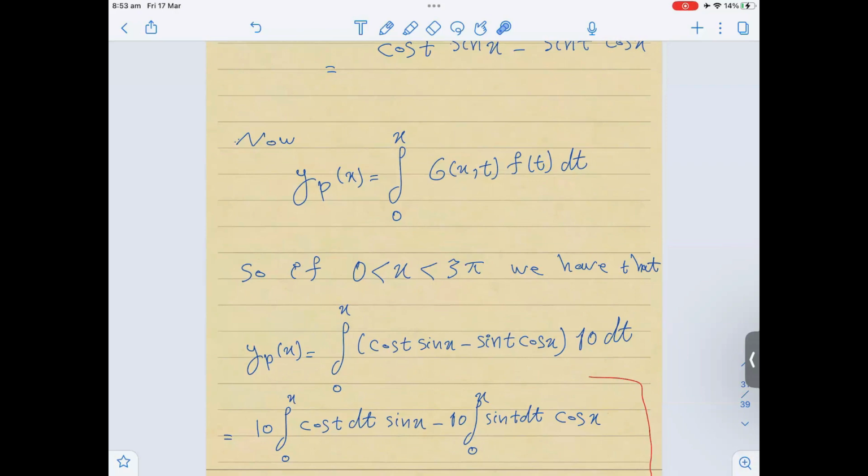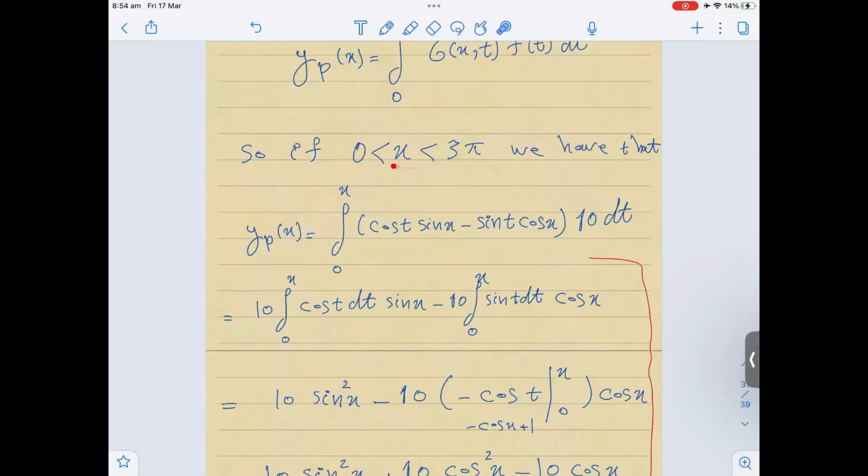Now, f(t) is like a real f(t). It's like a pulse, a number in some limited time. So let's assume that the time is between 0 and 3 pi. Anyway, before this, for x less than 0, f(t) will be 0, so we don't need to calculate it. So yp of x is 0 if x is less than 0. So let's assume we've got this one, yp will be this one.